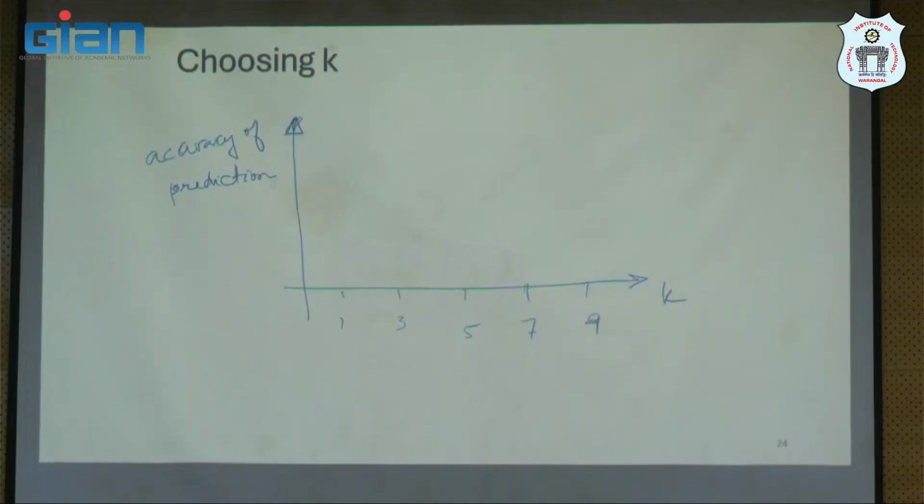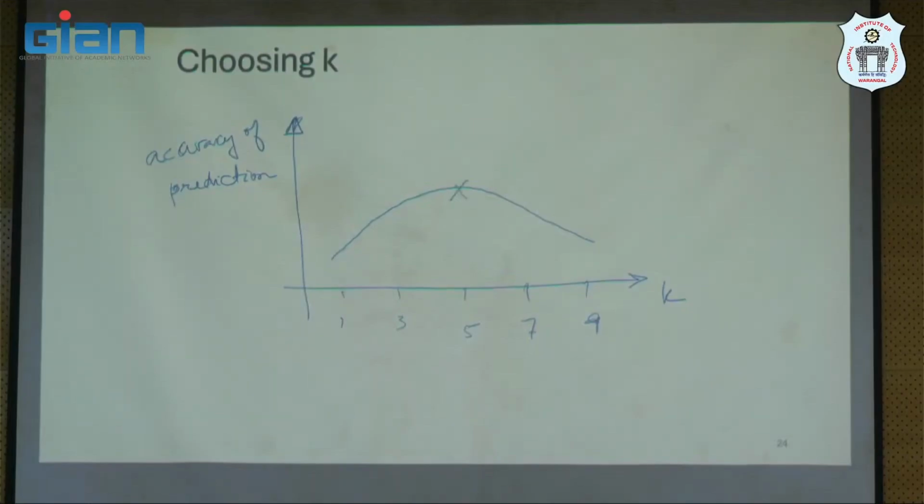And the general trend you will notice for most of the sets would be that the values would tend to increase and then decrease or flatten out. You may not get any more gain by increasing k. So the smallest value of k that gives the highest accuracy in prediction would be chosen. Okay.